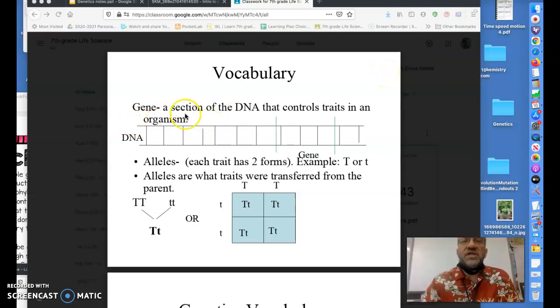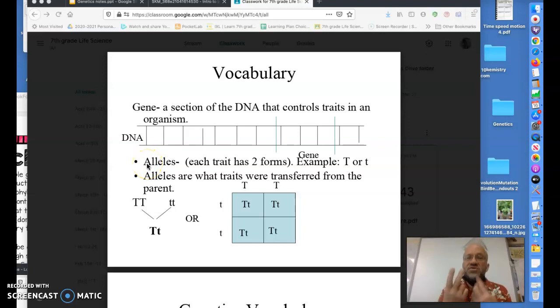We have gene, a section of DNA that controls the traits of an organism. So on the DNA strand that we've talked about, there's lots of genes. On there, there's something called alleles. There's always two forms of the gene. You get one from your mother, you get one from your father. Okay? Depending upon what your father and mother have from their parents, it depends what you're going to get.